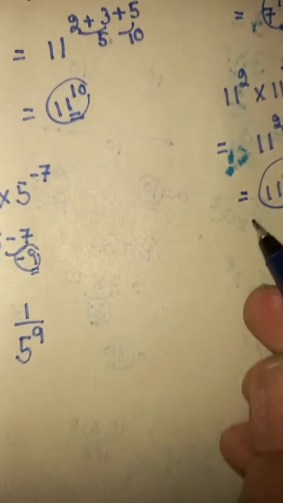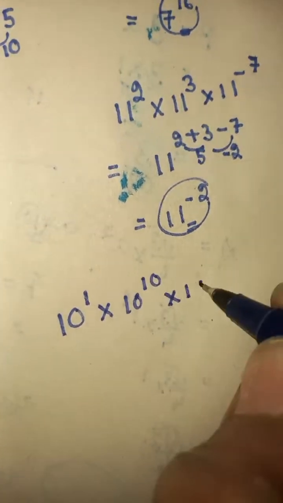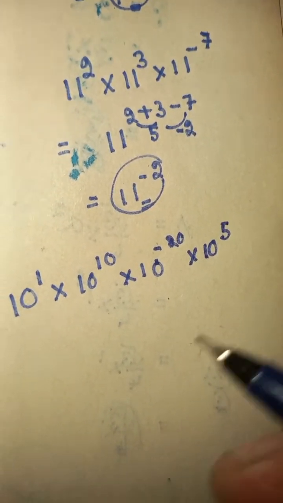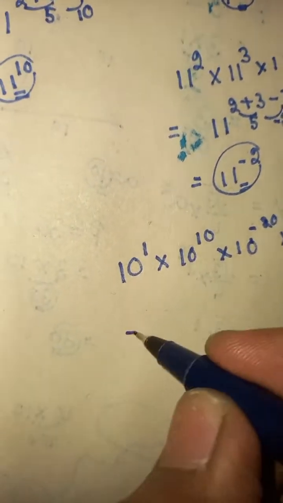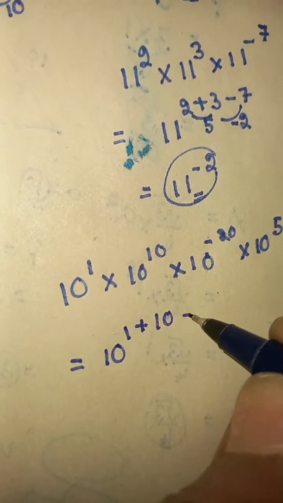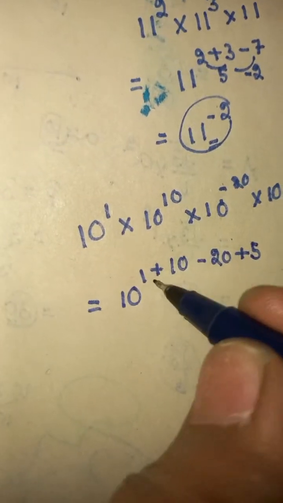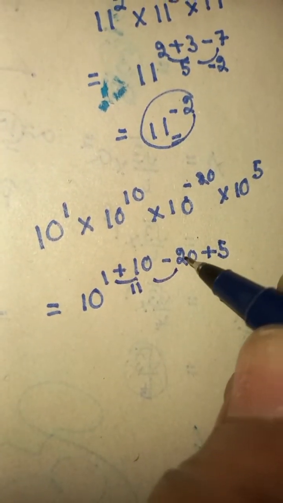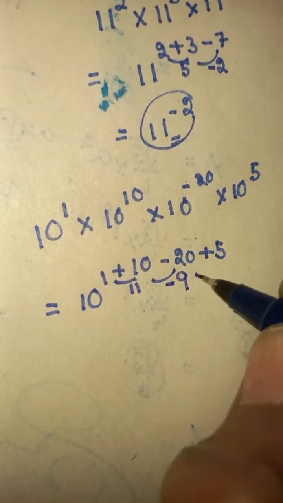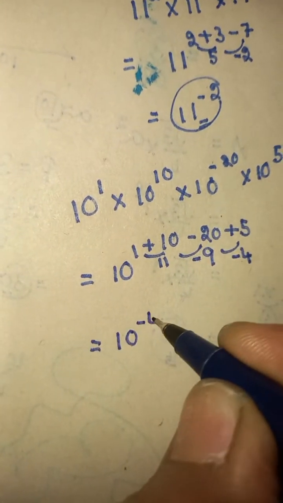In the same way, take 10 power of 1 times 10 power of 10 times 10 power of minus 20 times 10 power of 5. Here also in all of them the base is 10, so take 10 as the common base and add up the powers. 1 plus 10 minus 20 plus 5. Here also 1 plus 10 will become 11. 11 minus 20 means 20 minus 11 is 9. The symbol remains that of the bigger one, so it is minus 9. Minus 9 plus 5 is minus 4. So this becomes 10 power of minus 4.